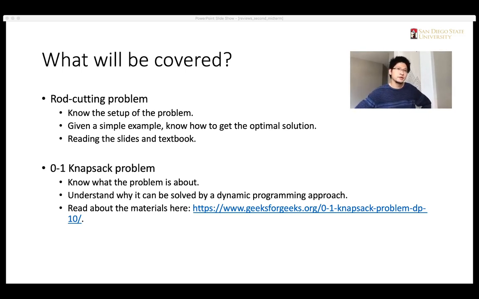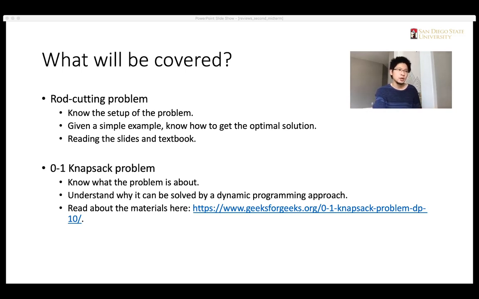We haven't covered the details about how to implement a dynamic programming algorithm to solve this problem. But I provide a link here, and I think you can go through this link to see some of the solutions. As long as you make sure you understand the problem and their solutions, then you are pretty much prepared for the second midterm question. So I think this slide pretty much summarizes everything that will be covered.